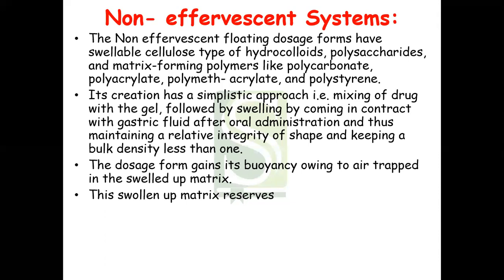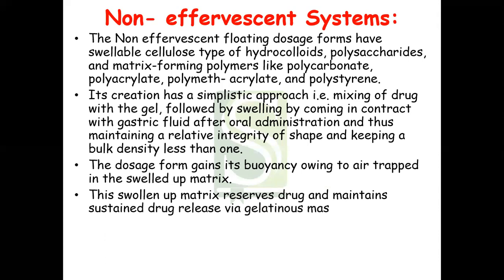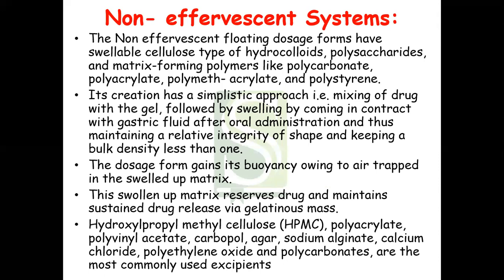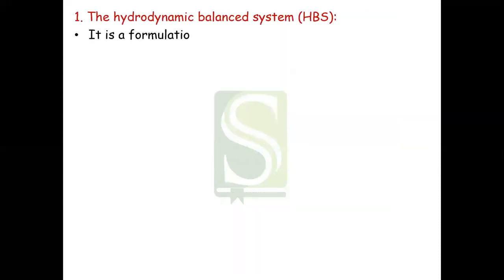The dosage form gets its buoyancy owing to the air entrapped in the swelled up matrix. So this swollen up matrix reserves the drug and maintains sustained drug release via the gelatinous mass. Hydroxypropyl methyl cellulose, HPMC, polyacrylate, polyvinyl acetate, carbopol, agar, sodium alginate, calcium chloride, polyethylene oxide, and polycarbonates are the most commonly used excipients. Now first we will see the hydrodynamically balanced system.